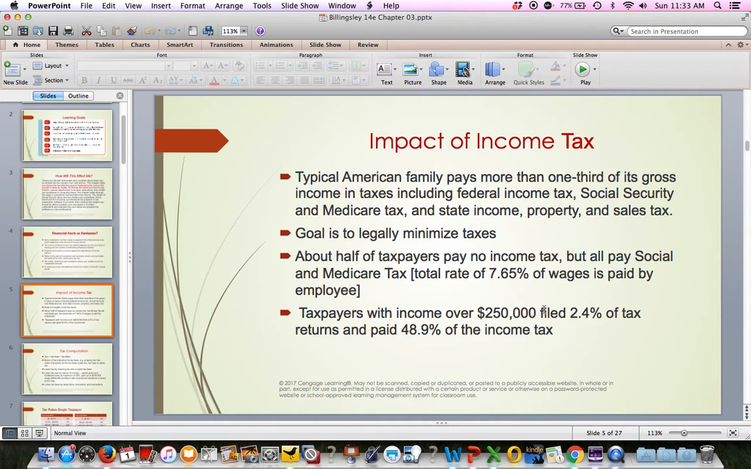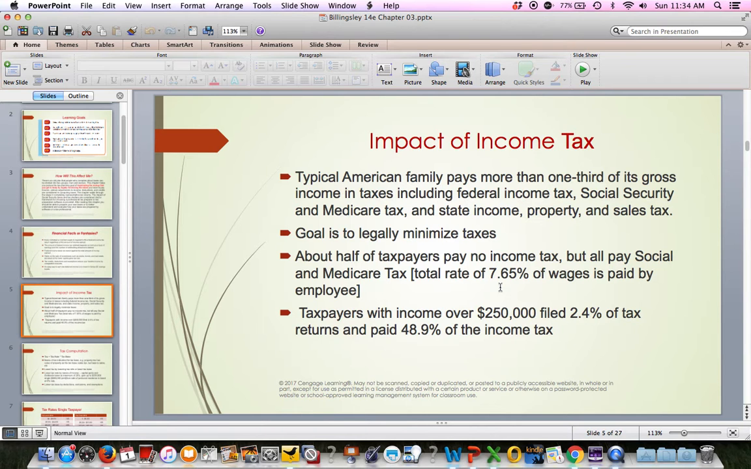Taxpayers with income over $250,000 file 2.4% of the tax returns and pay 48.9% of the income tax. This last point I think is kind of important, and you always hear during political campaigns about everybody paying their fair share. And we've said here that about half of taxpayers pay no income tax, just nothing at all. All they pay is Social Security and Medicare, which is really the government just taking that, and what they're supposed to be doing is holding on to that to pay for your future Social Security and Medicare benefits when you get older and retire. That's the point of those.